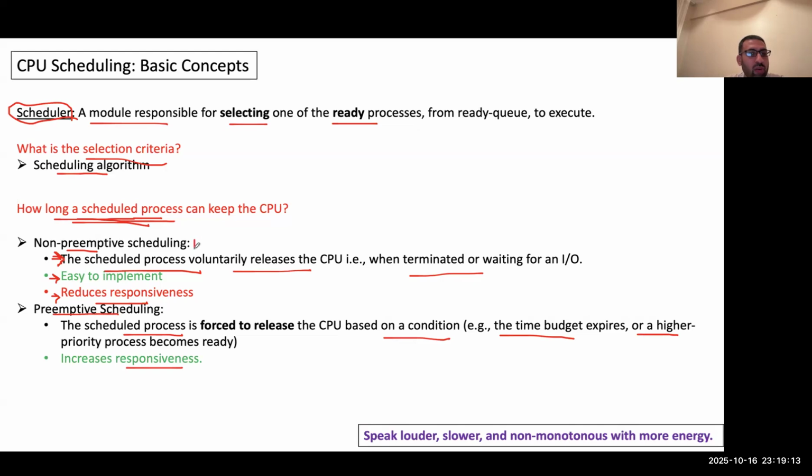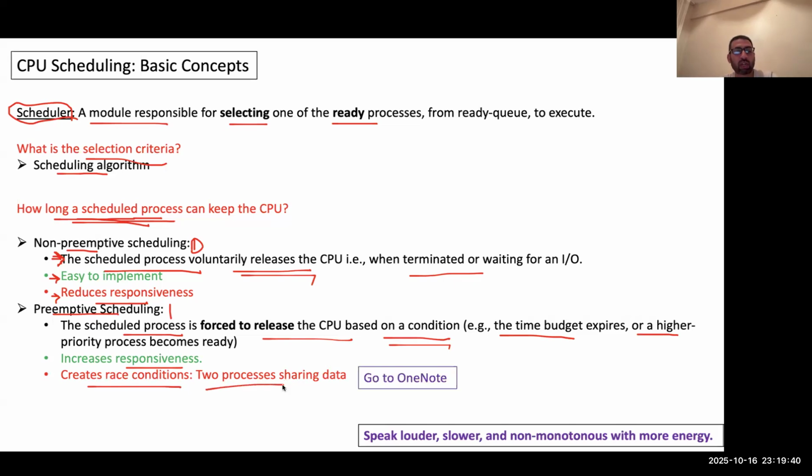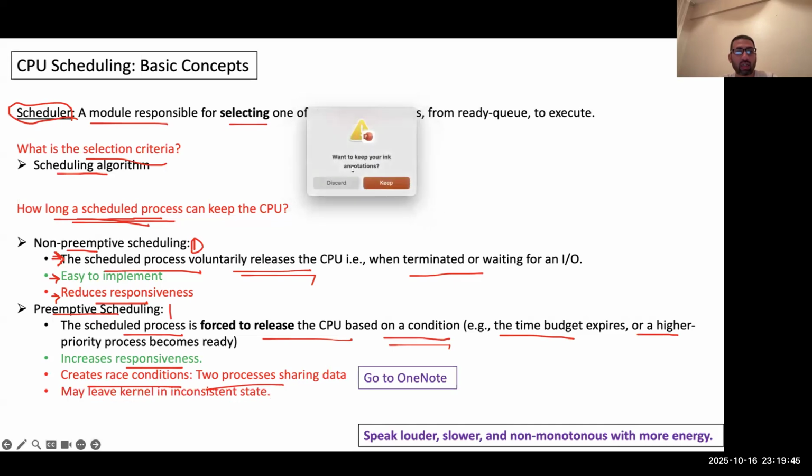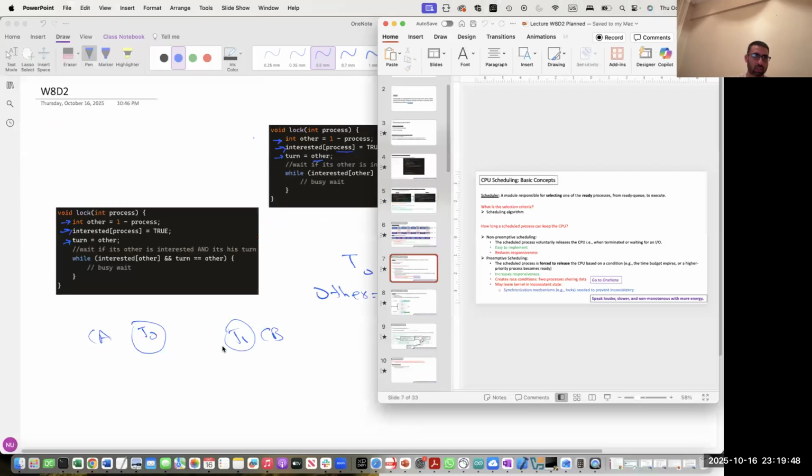So the main difference between non-preemptive and preemptive scheduling is that in non-preemptive scheduling, a thread will voluntarily release the CPU, but in preemptive scheduling, a thread can be forced to release the CPU if a condition becomes true. The condition for preemption becomes true, right? However, this can create race conditions. For example, assume two processes sharing data. Let me try to explain what I meant by how preemptive scheduling can create race conditions.